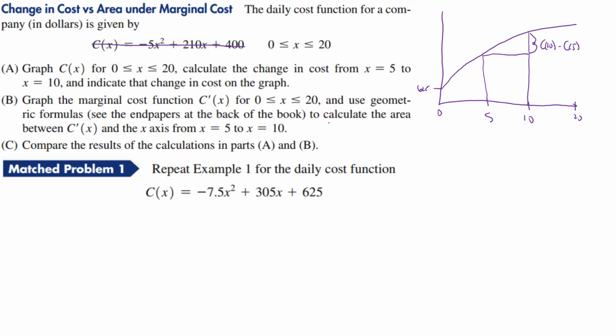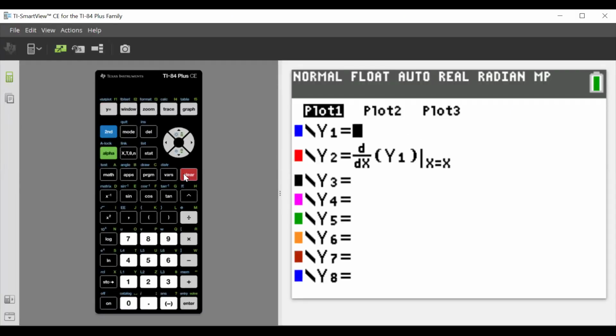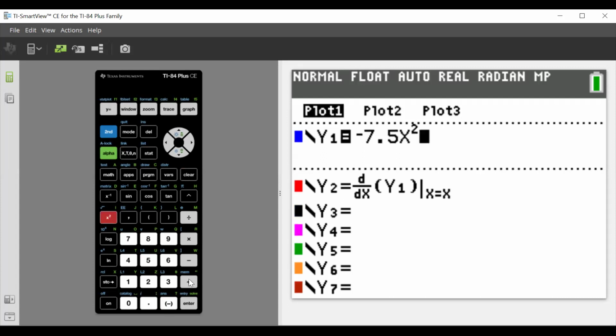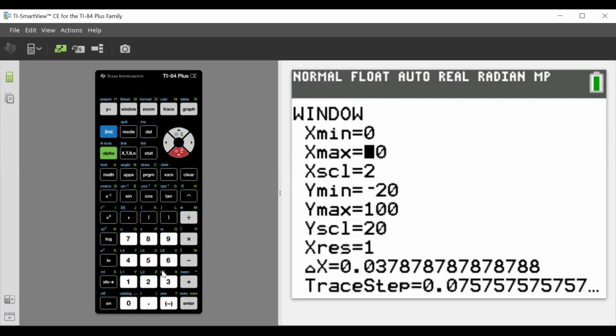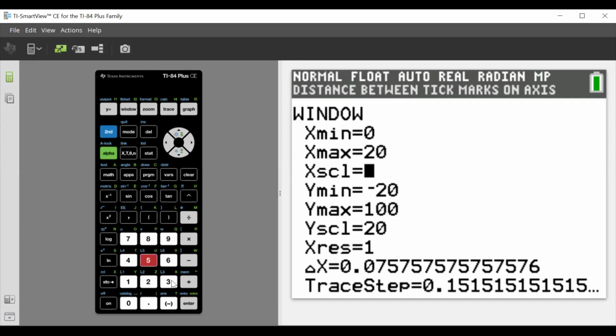So if we do that, let's plug those in to a calculator. And where's my calculator? Here we go. So let's go and plug that in here. So let's say, okay, we had a negative 7.5 x squared, and then plus 305x plus 625. Now our window, let's go 0, and we wanted to get to 20. Let's go by 5 maybe. Minimum 20 is okay for below, but with that 600, let's go up, I don't know, 5,500.